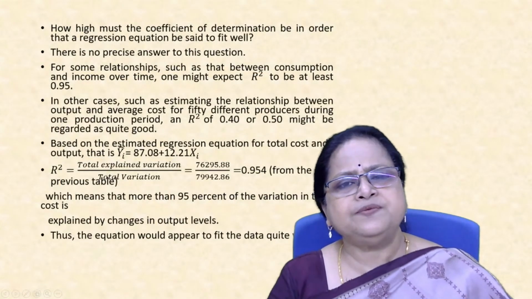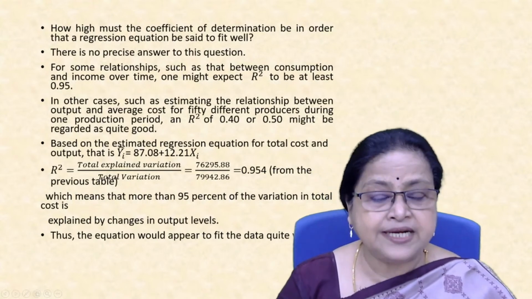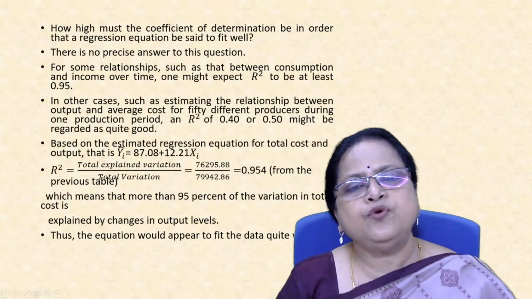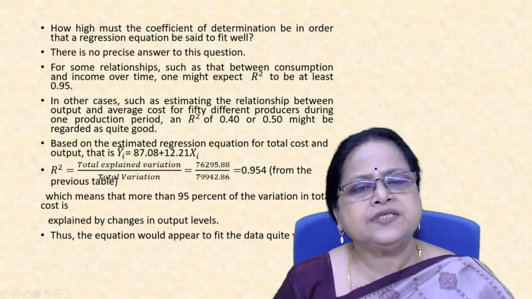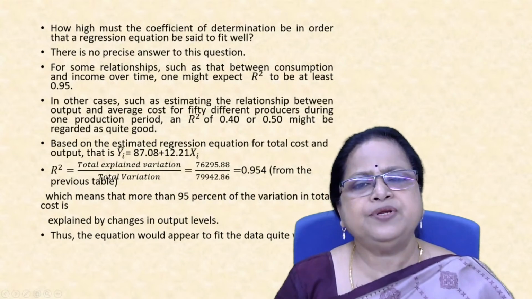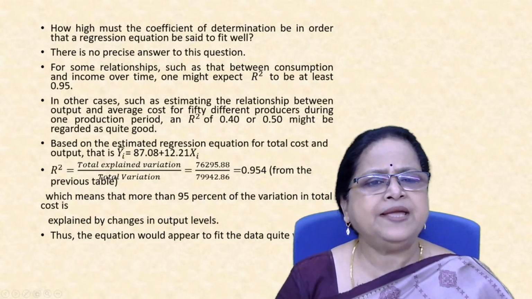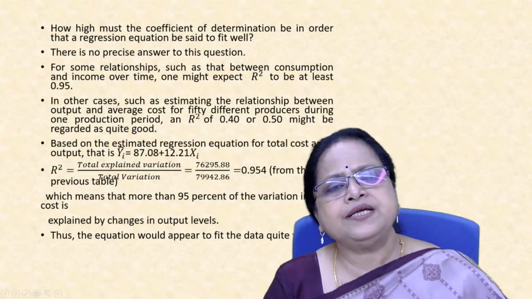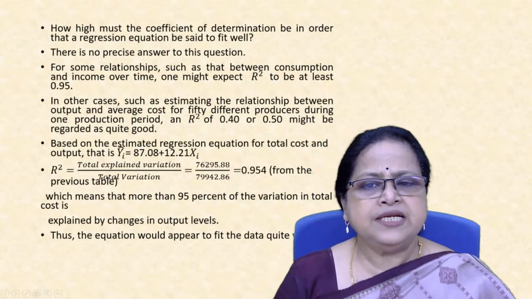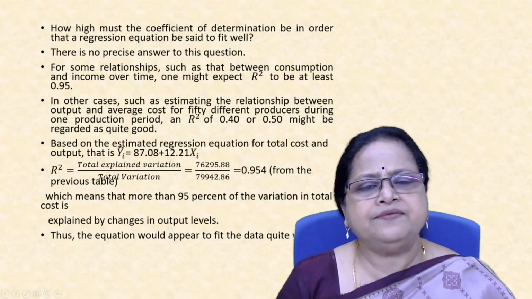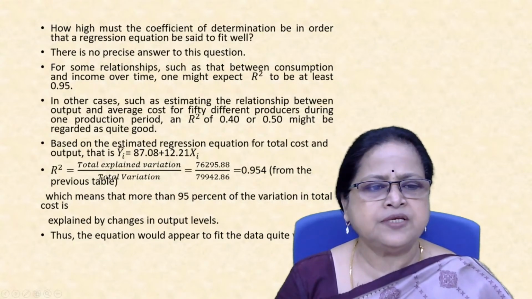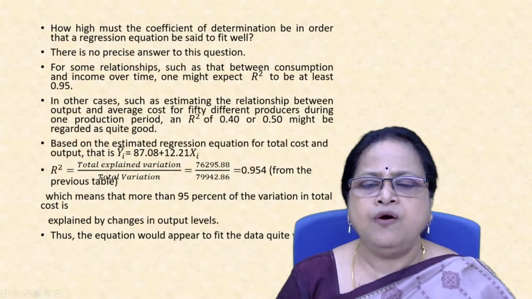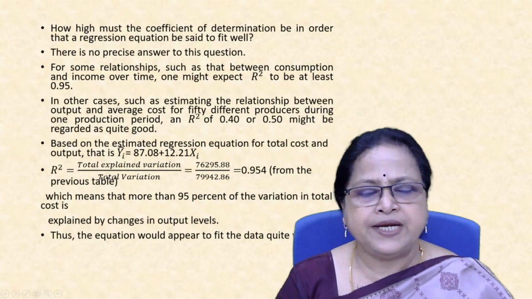How high must the coefficient of determination be in order that a regression equation can be said to fit well? There is no precise answer to this question. For some relationships, such as that between consumption and income over time, one might expect R square to be at least 0.95. In some other cases, such as estimating the relationship between output and average cost for 50 different producers during one production period, an R square of 0.40 or 0.50 might be regarded as quite good.